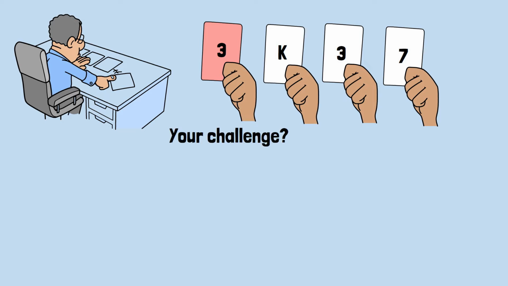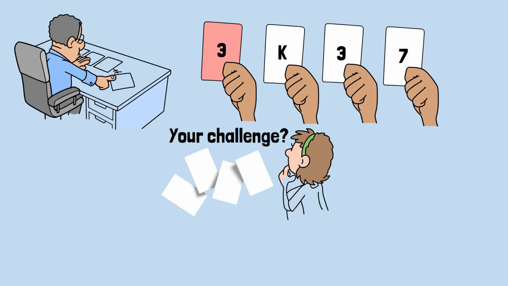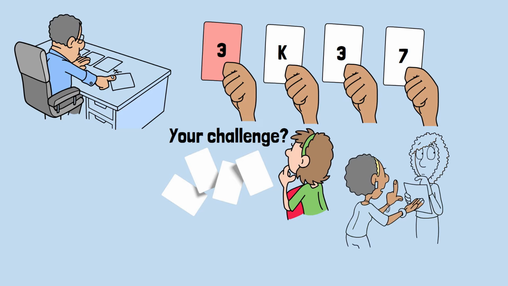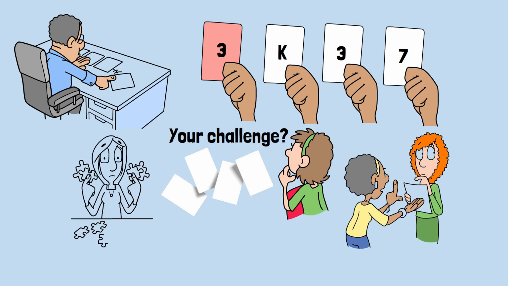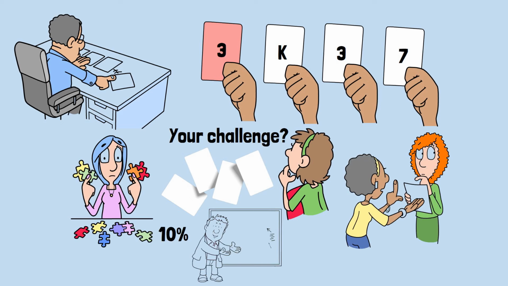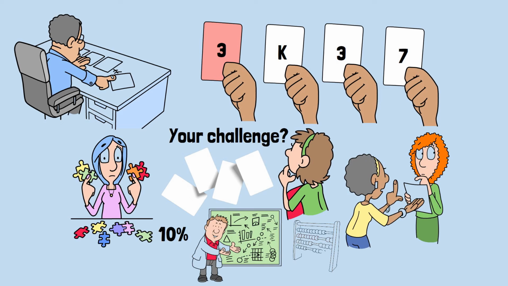Your challenge? Determine which cards you absolutely must turn over to verify this rule is being followed. Before you confidently reach for what seems obvious, let me warn you. This puzzle has humbled some of the brightest minds. Only about 10% of people get it right on their first try, and that includes mathematicians trained in logical reasoning.